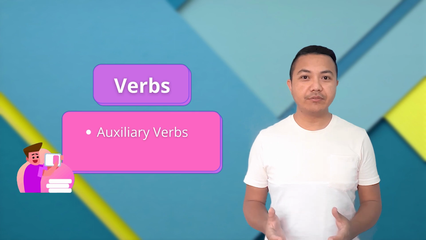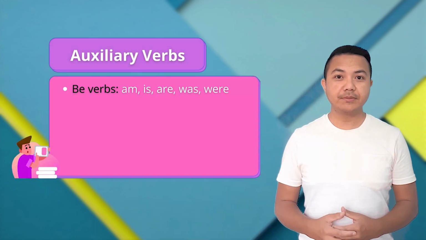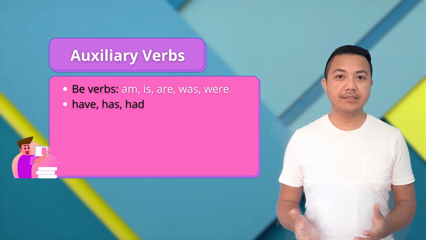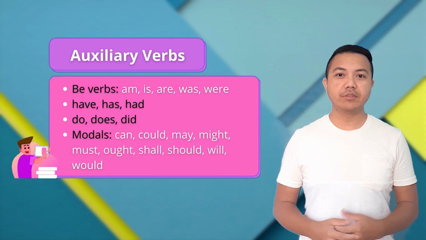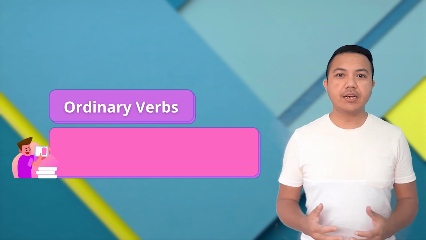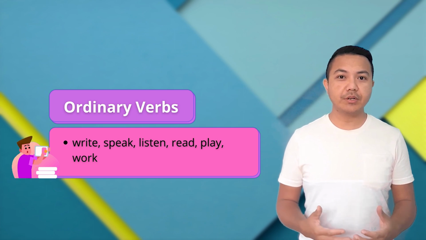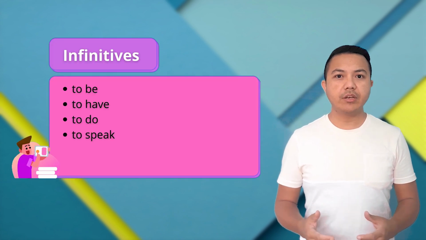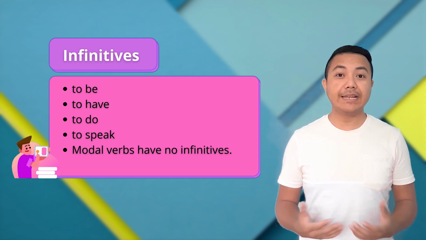Verbs are generally divided into two classes: auxiliary verbs and ordinary verbs. And there are four types of auxiliary verbs: be verbs, have, has, had, do, does, did, and modal verbs. Ordinary verbs are verbs such as write, speak, listen, read, play, work, and so on. Normally, verbs are also known as infinitives. However, modal verbs have no infinitives. Infinitives will be important for us to learn in later lessons.